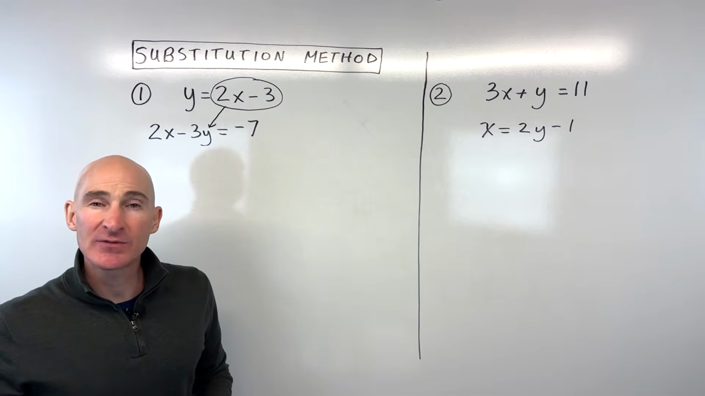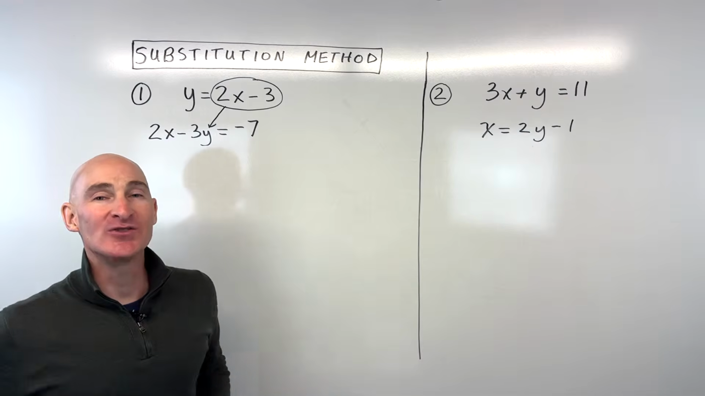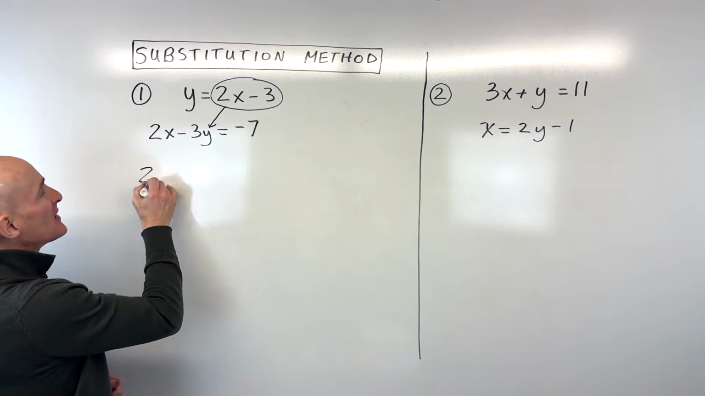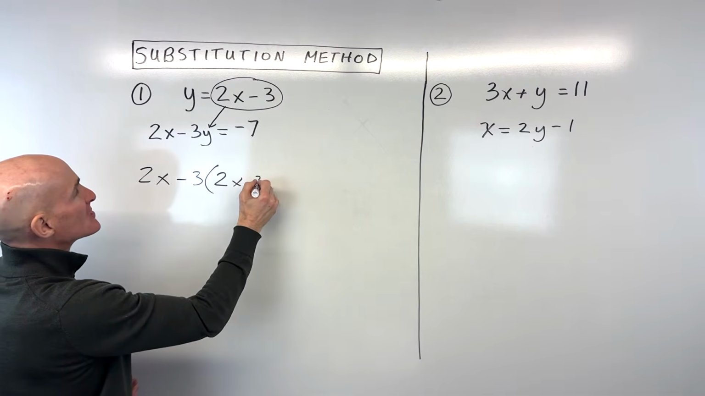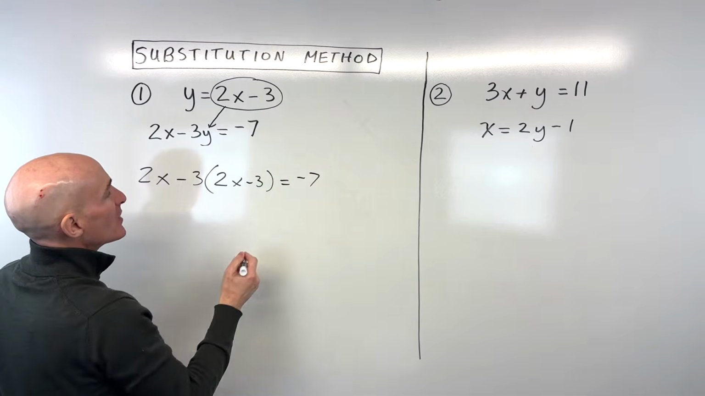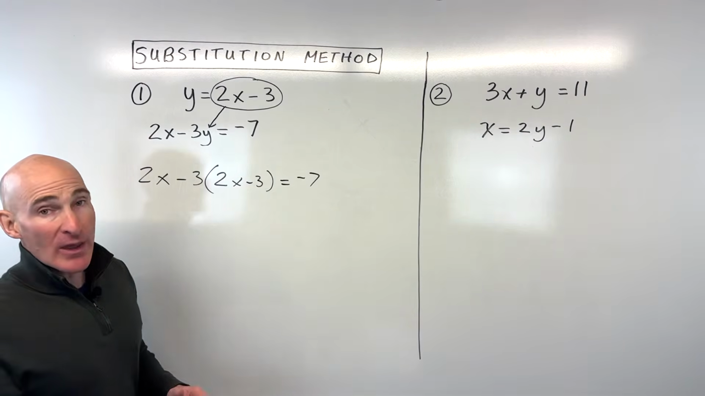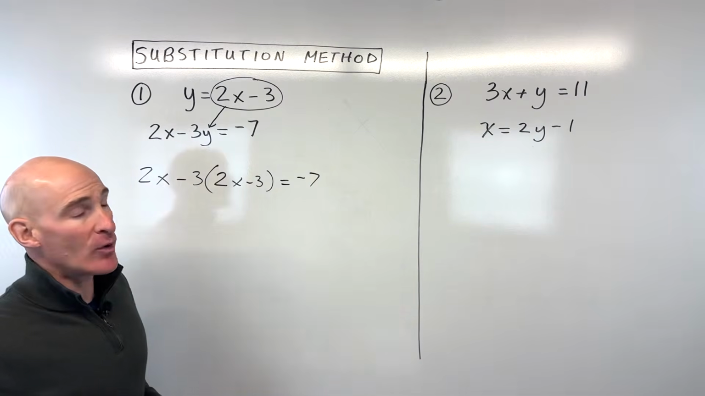It's just like a substitute teacher, like if your math teacher isn't there, a substitute shows up, right? And you switch them. So instead of this y, we're going to replace it with what y equals, and in this case it's 2x minus 3. Everything else about the equation stays the same. You're just replacing y with what it equals. Now we have one equation with just one variable, so we can go ahead and solve that equation for x.